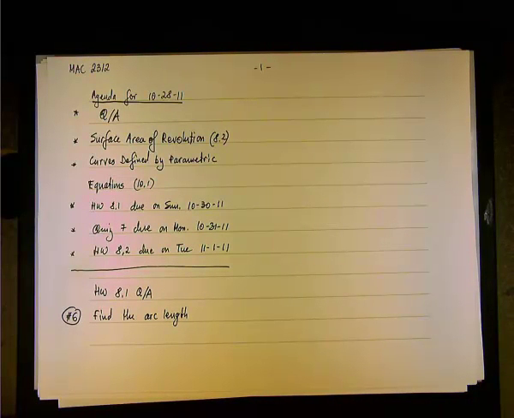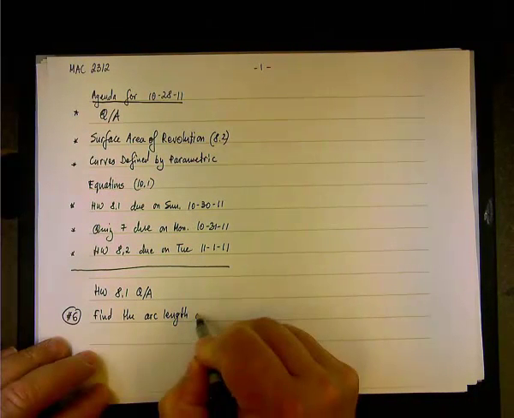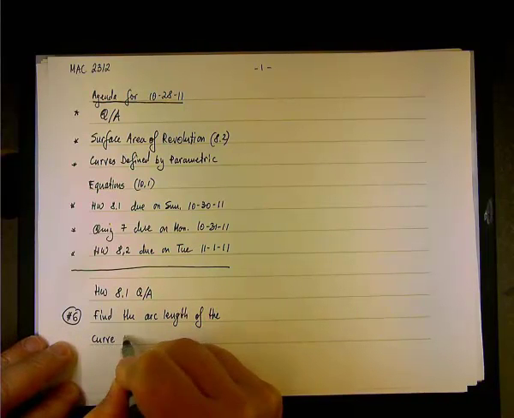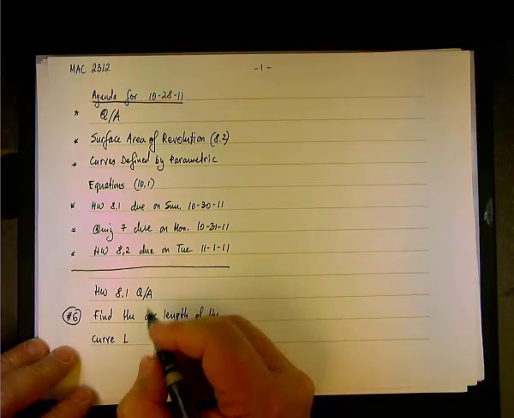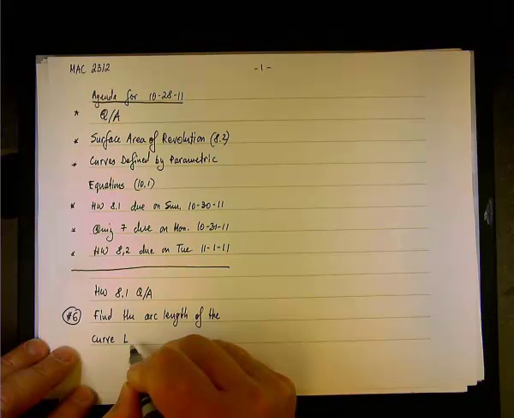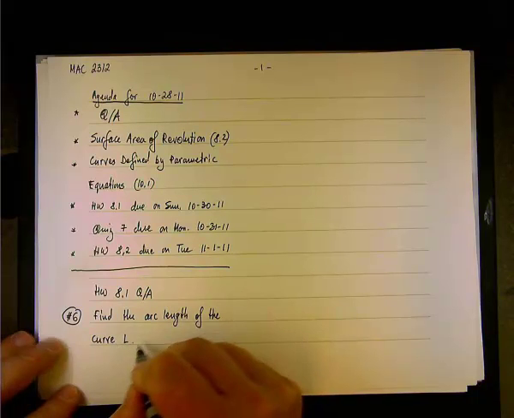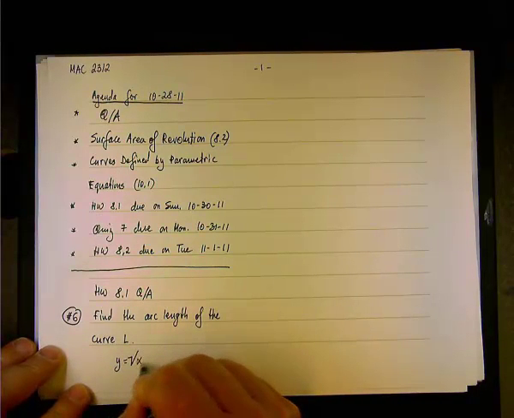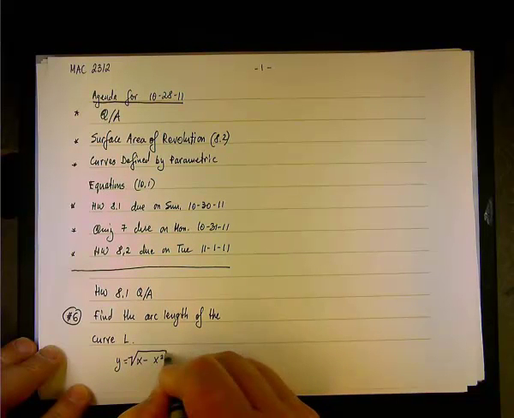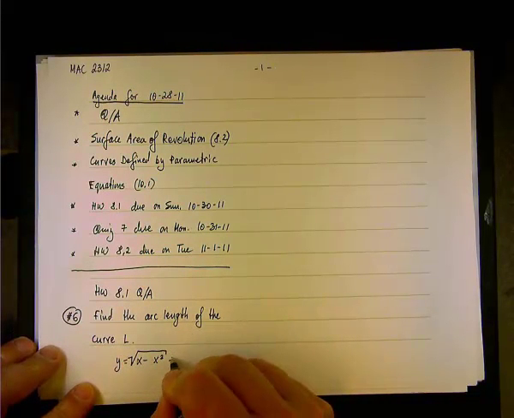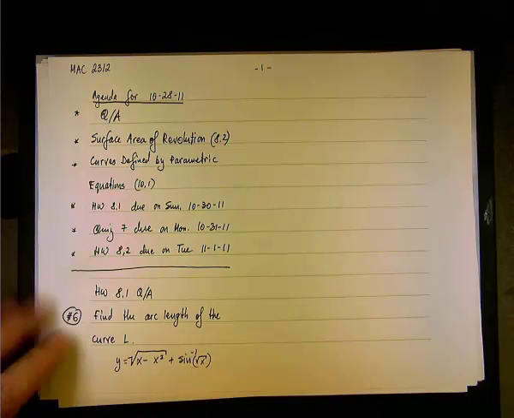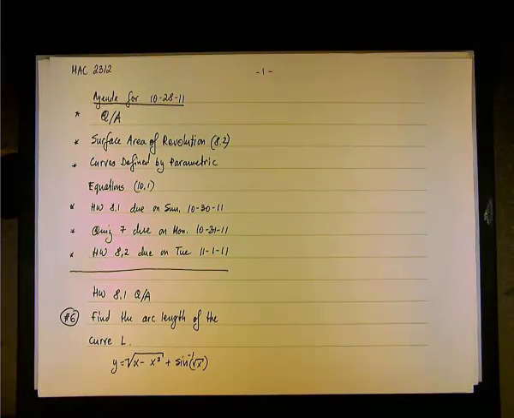Let's see, what is the length of the curve? L, and L is defined by y equals the square root of x minus x squared plus the arc sine of square root of x. Okay, so this looks like a juicy problem here.